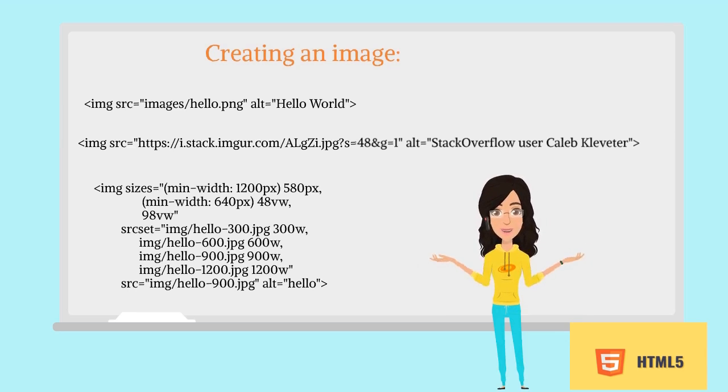If the viewport is between 640 pixels and 1200 pixels, the image takes 48% of the viewport. For example, the image scales with our page and takes half of the viewport width minus margin. If the viewport is any other size, in our case less than 640 pixels, the image takes 98% of the viewport. For example, the image scales with our page and takes the full width of the viewport minus margin. The media condition must be omitted for the last item.